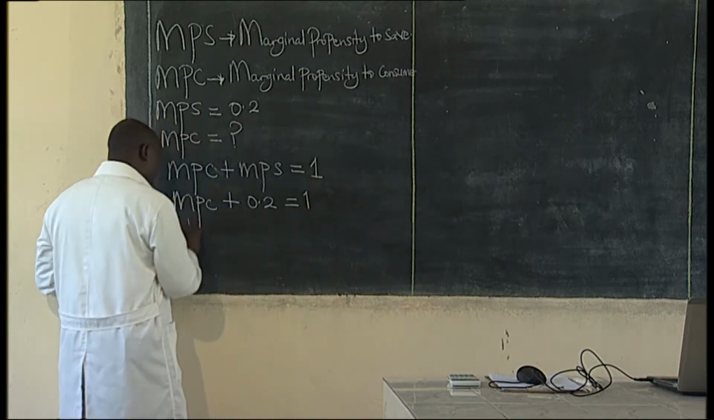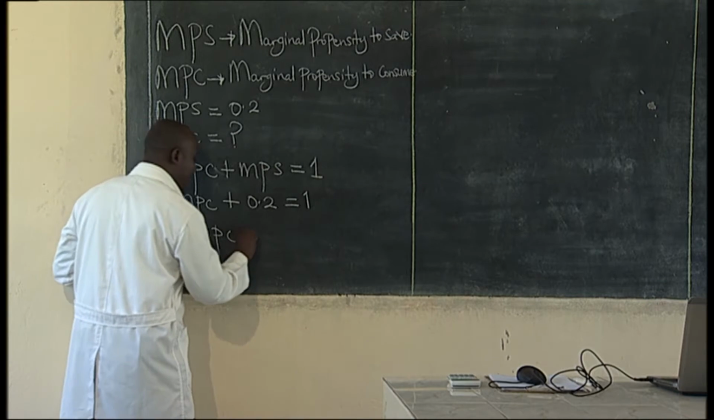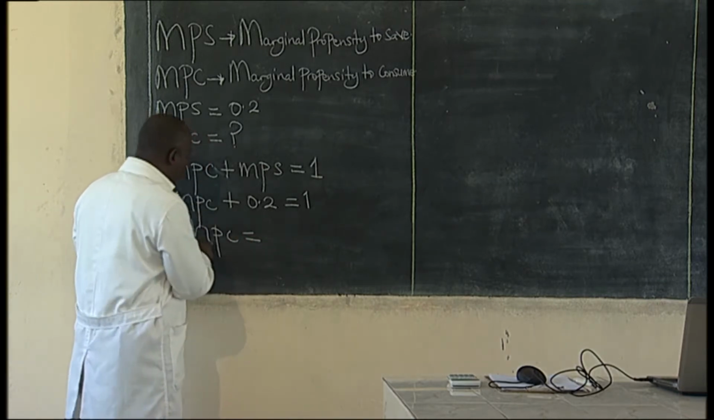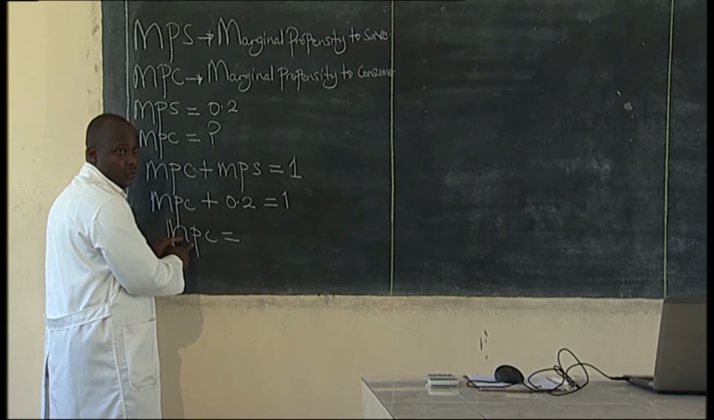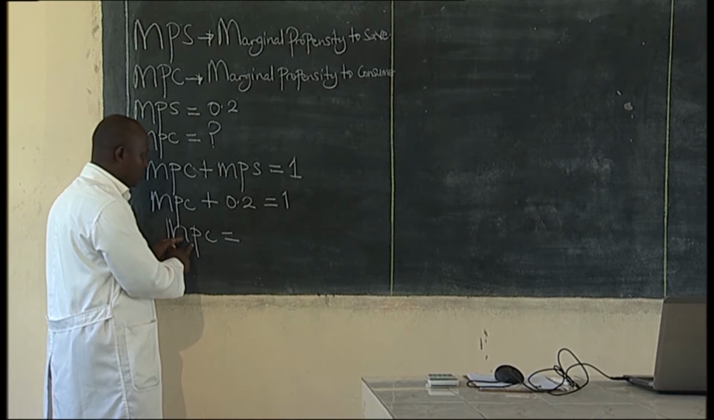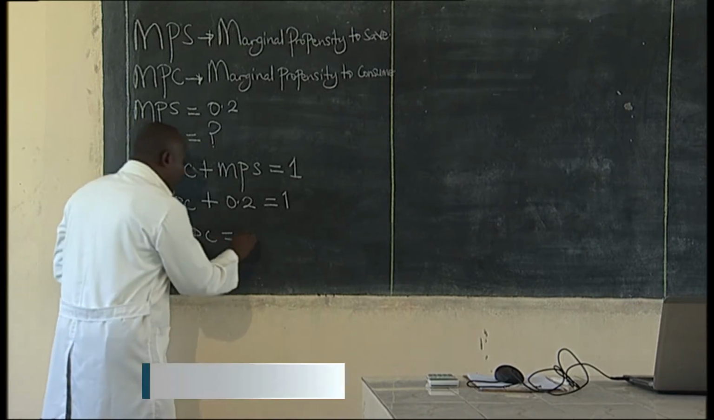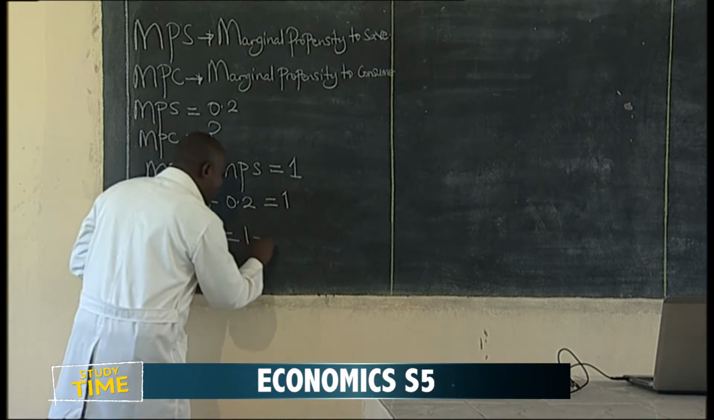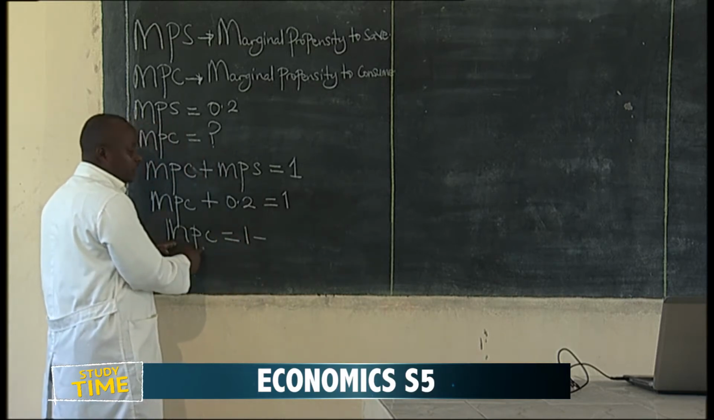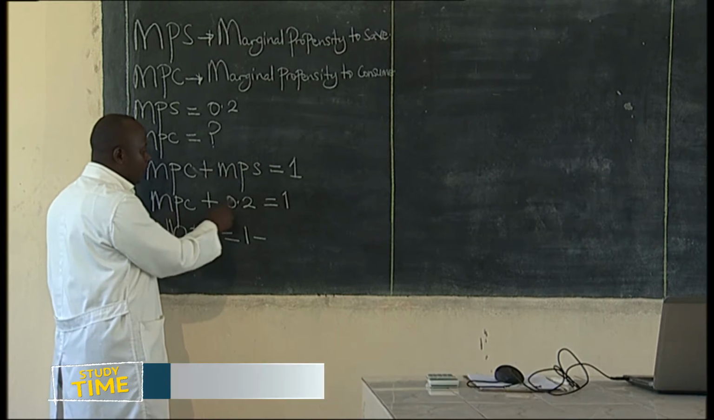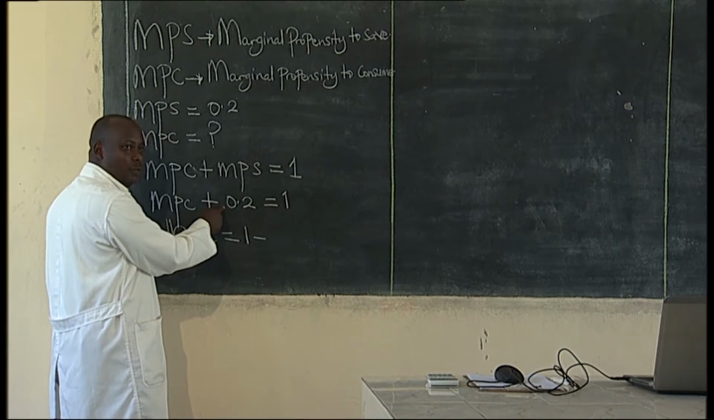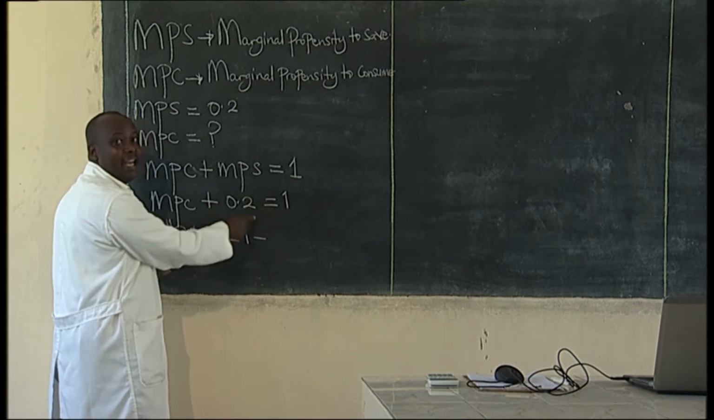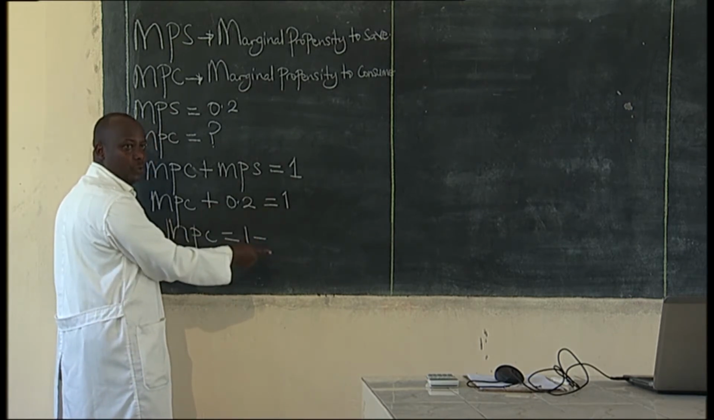Now, we want to remain with marginal propensity to consume, because that is what we are looking for. It will be 1 minus 0.2, because we bring 0.2 to the other side, the right side. It is positive, but when it crosses, the sign will change. It will be negative.